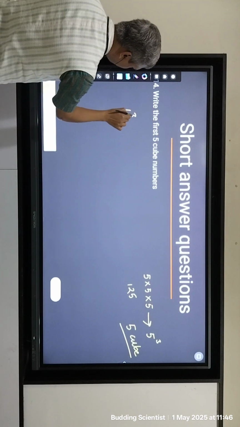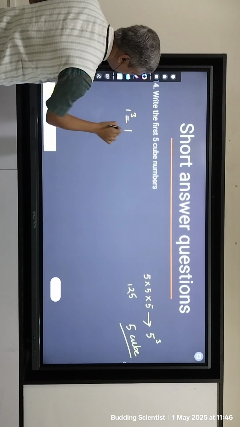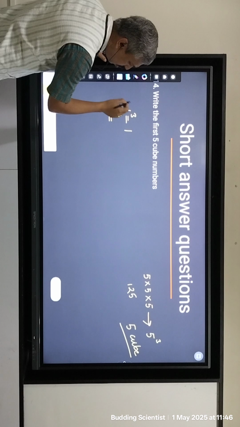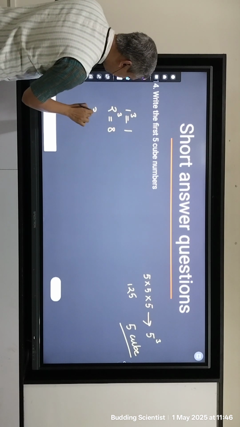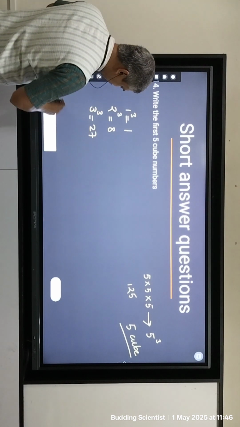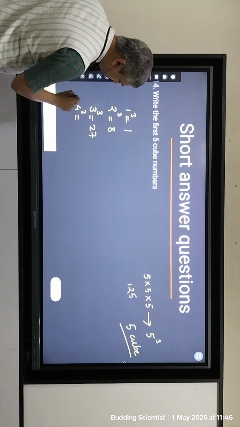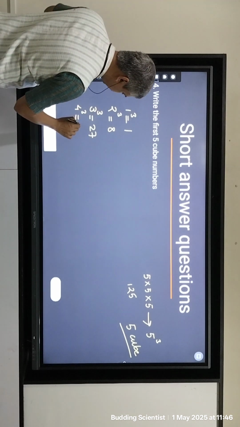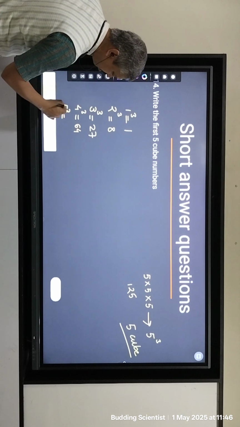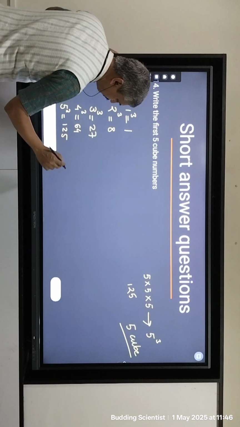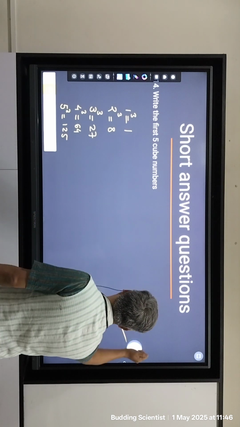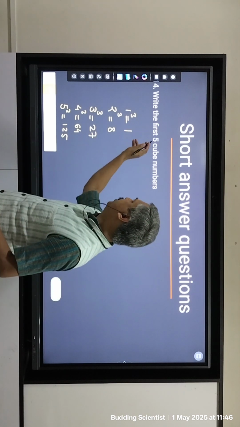The first cube number will be 1 cube, which is 1 into 1 into 1 is 1. Then there is 2 cube, which is 2 into 2 into 2, which is 8. 3 cube is 3 into 3 into 3 is 27. 4 cube is 4 into 4 into 4 is 64. And 5 cube is 5 into 5 into 5 is 125. These are the first 5 cube numbers. Write the first 5 cube numbers.